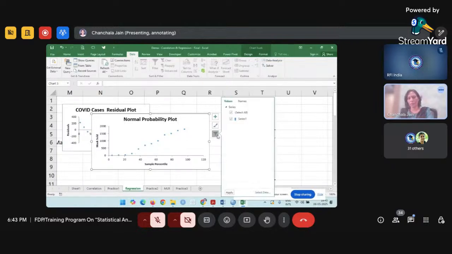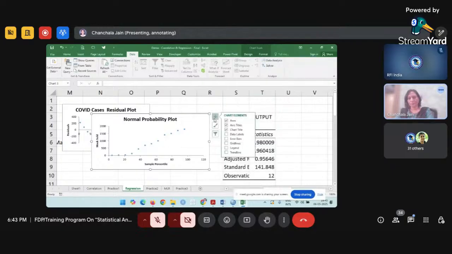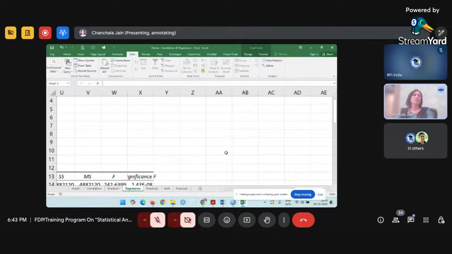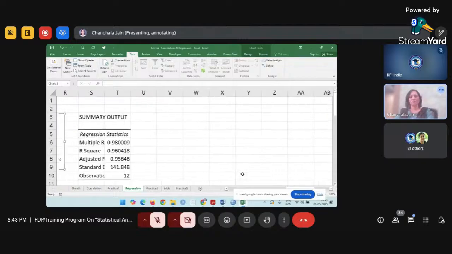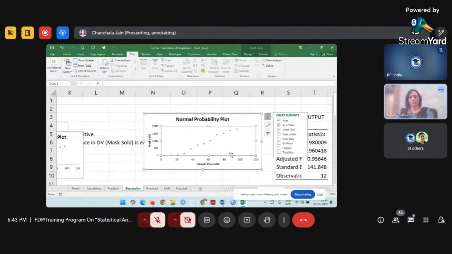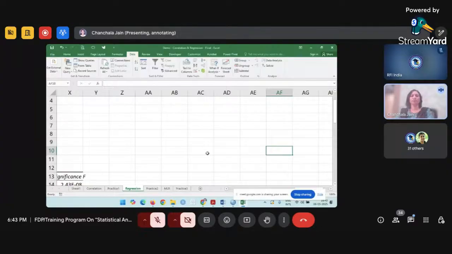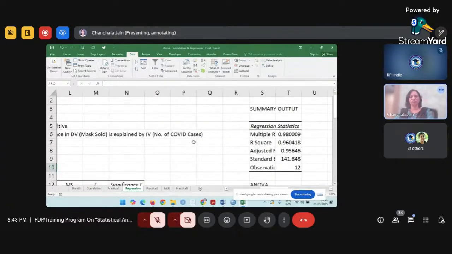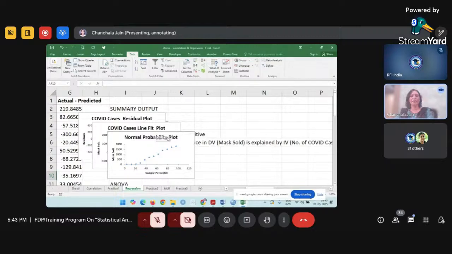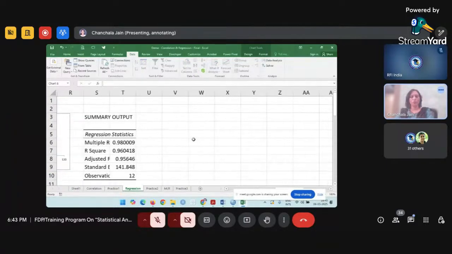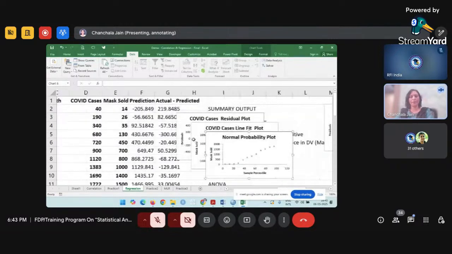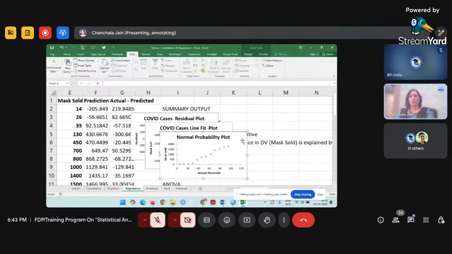Or you can do one thing, just a minute. It is difficult in my case to do so. Are you able to do it? Are you people able to perform what I did? Are you able to add a trend line here or not? Yes, ma'am, I can. Fine.